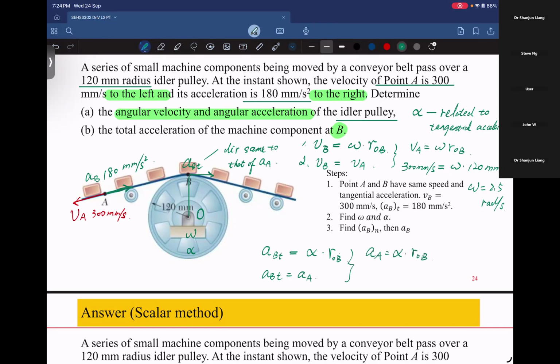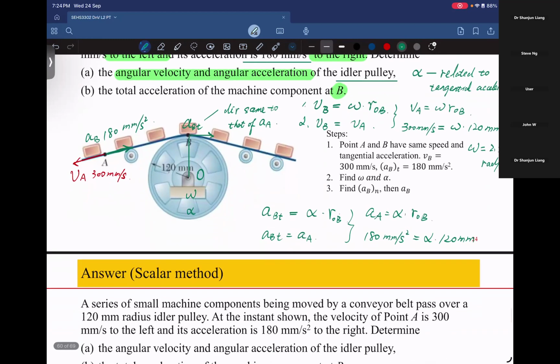Substitute. AA is 180 millimeter per second square, which is alpha times 120 millimeter. Therefore, we can get alpha is 1.5 radian per second square. Okay, that's it.